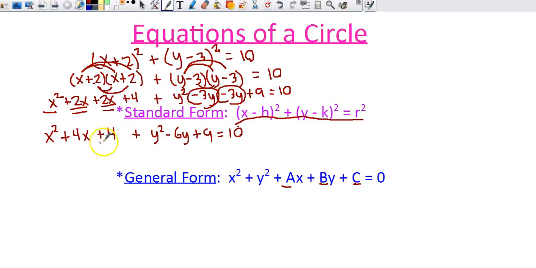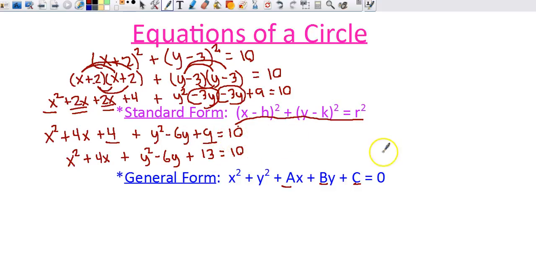Further combining like terms, I don't have any other x's, but I do have this 4 and 9. Together they add to 13. So we have x squared plus 4x, y squared minus 6y, and the 9 plus 4 is 13.